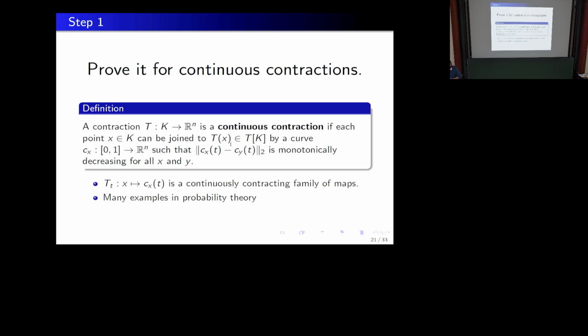Very true. But in probability theory, almost every contraction that I know of is a continuous contraction. I mean, of course, there would be examples. It's such a vague statement.